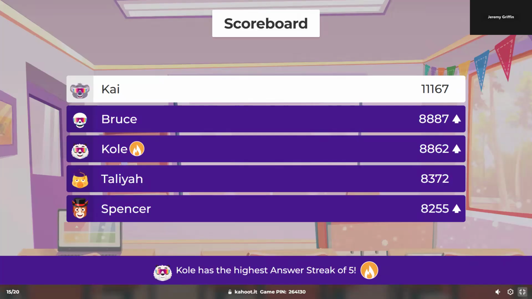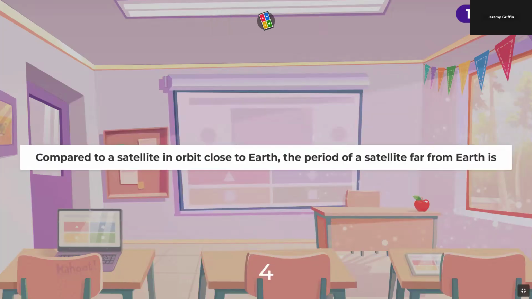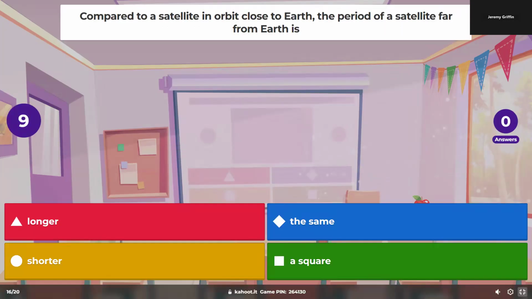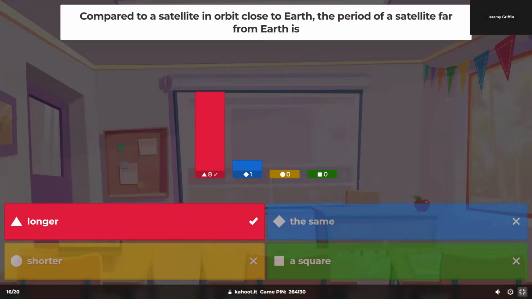That's it. Now, Spencer, Talia, Cole, Bruce, Kai. Compared to a satellite in orbit close to Earth, the time period for a satellite far away from Earth would be longer. Take the last two questions and put them together. Low Earth orbit, say International Space Station, takes 90 minutes to go around. The moon takes 28 days. That's definitely more time. And actually, that has nothing to do with the mass of the satellite or the moon or anything like that. It's just how far away from the Earth.